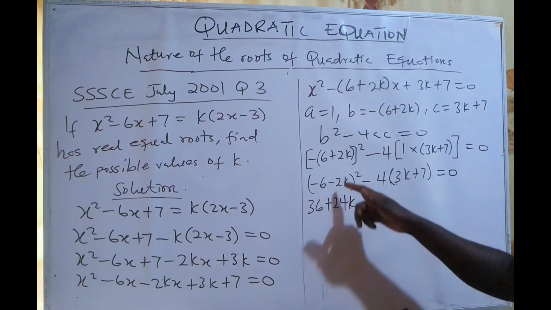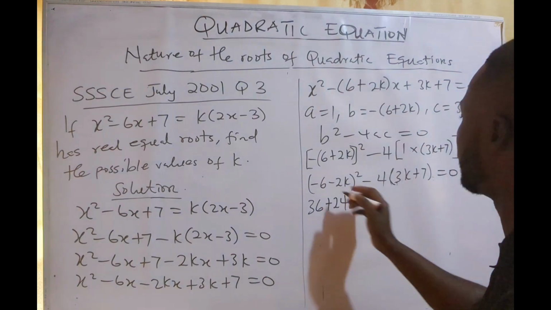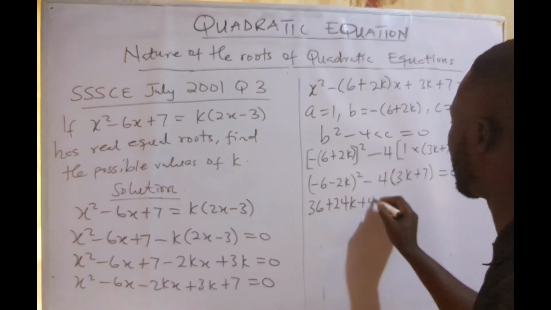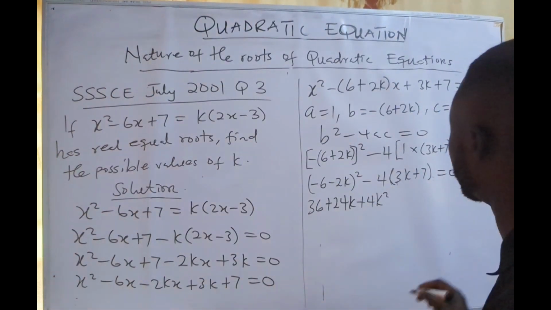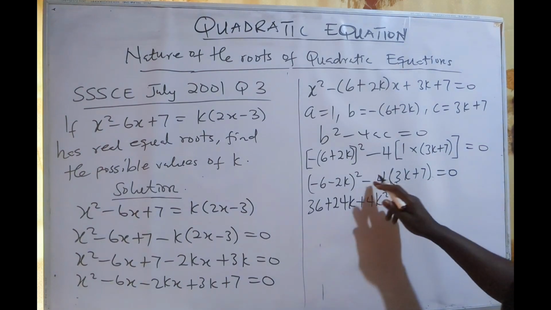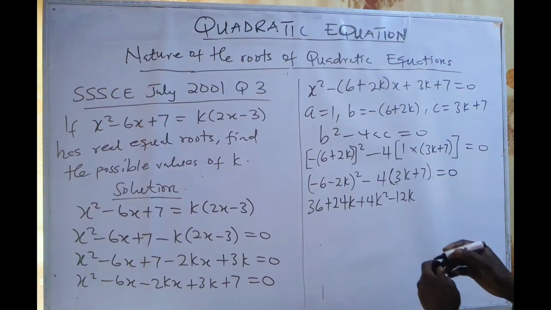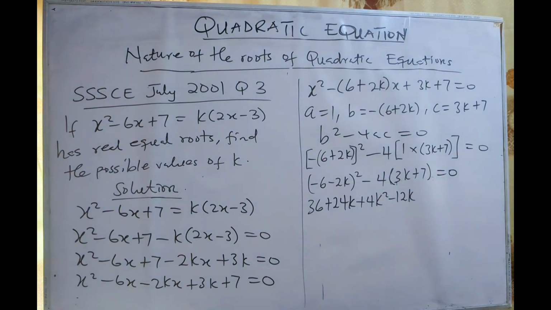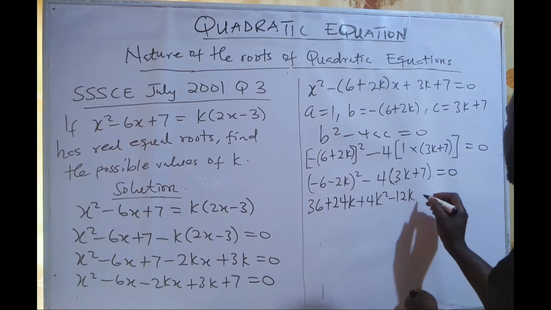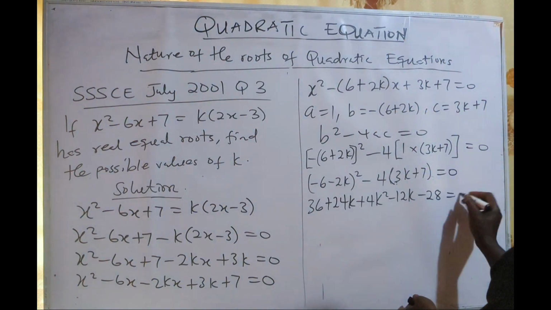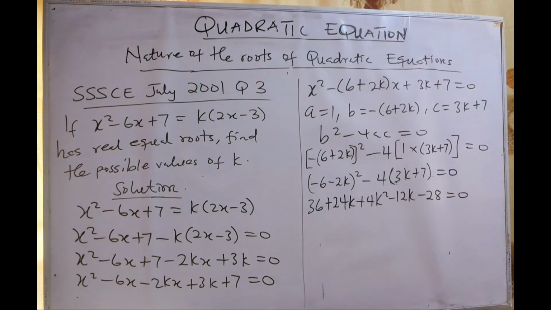Then I'll take negative 2 and square it. Negative 2 squared will give me positive 4. Then I'll square the k to have k squared. Then I'll expand this. Minus 4 times this will be minus 12k. And then minus 4 times 7 is going to give me minus 28 equal to 0. Okay, so gradually I'm coming close to my answer.